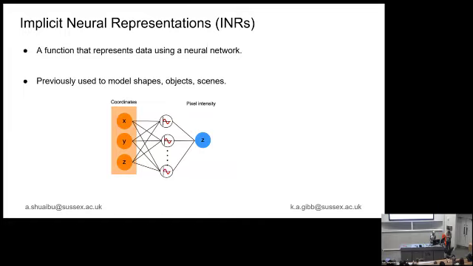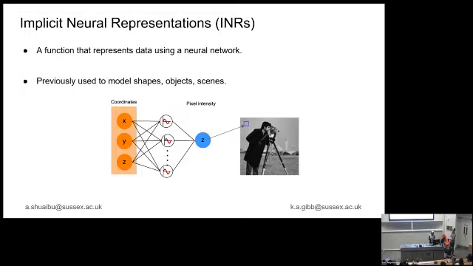So I'm going to talk about it, and to give some context, we'll look at it from the image domain. This neural network fits your data as some form of function. If you're looking at an image, where your pixel values are represented on a fixed, regularly spaced grid, the input to your INR would be the XYZ coordinates of your image, and the output would be the pixel value, the intensity of the pixel, which is basically the blue box there.